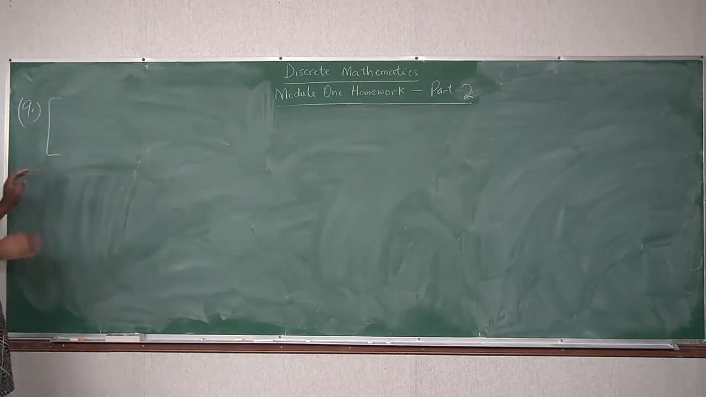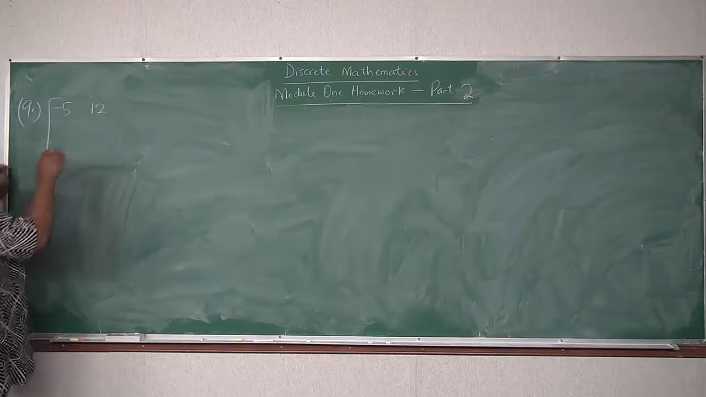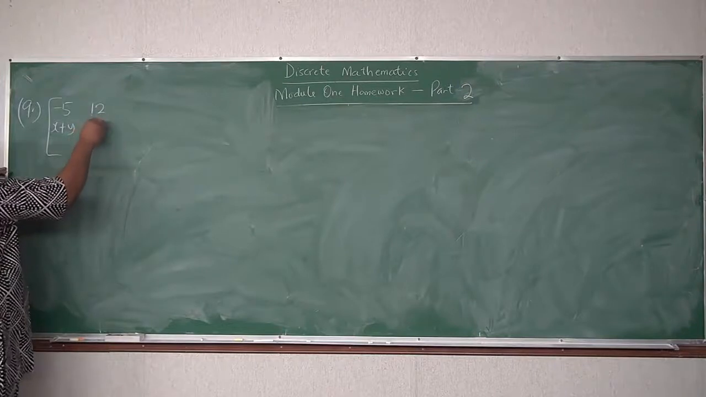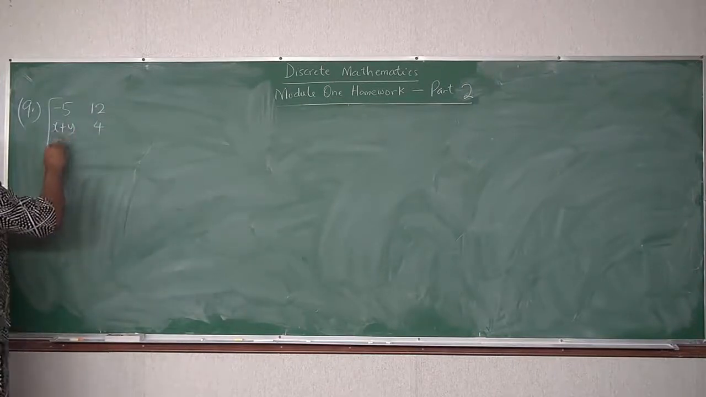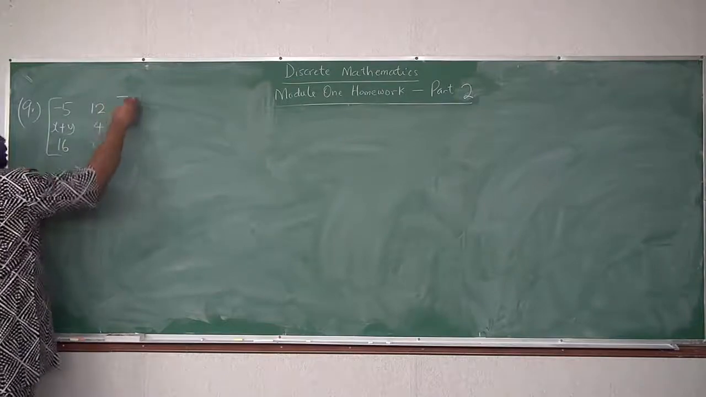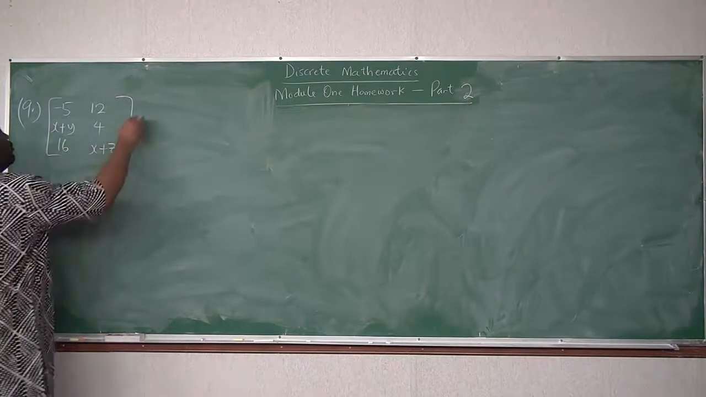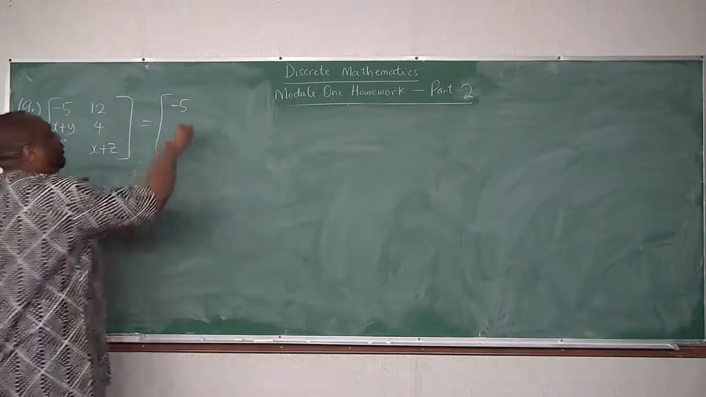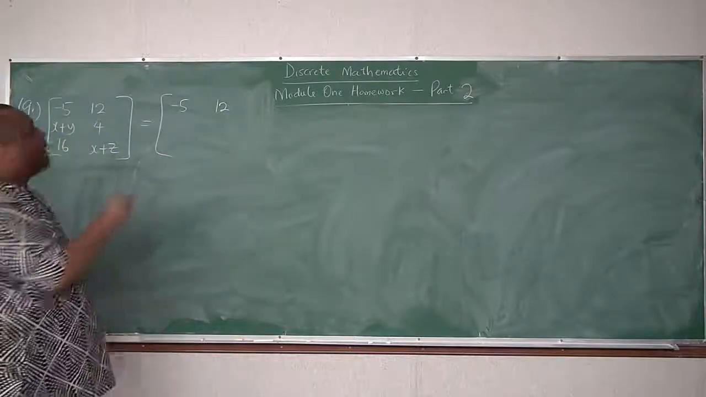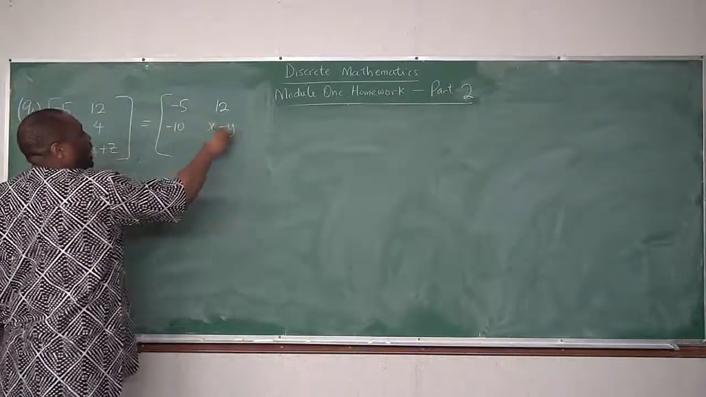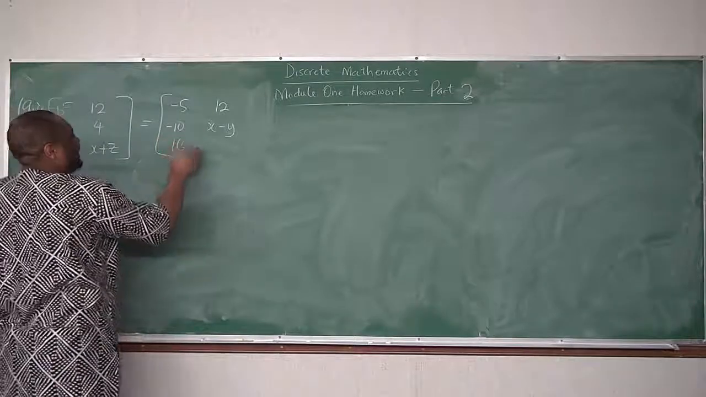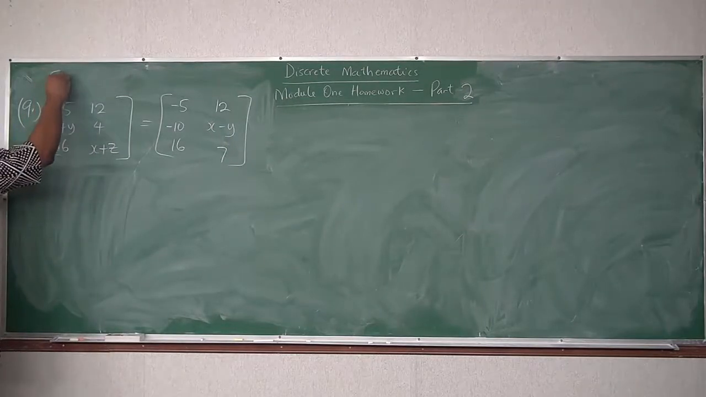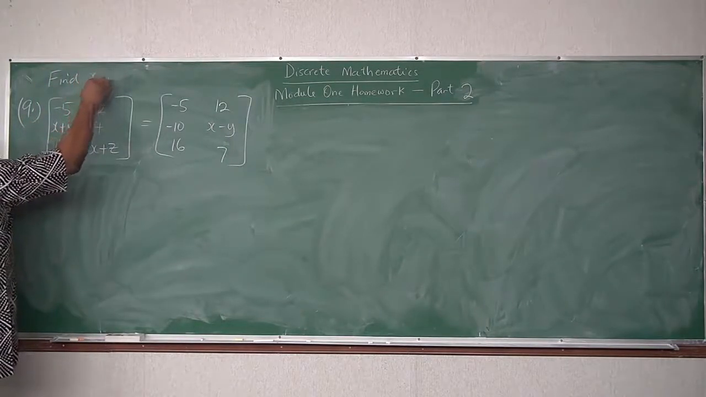Question 9. We have a 3 by 2 matrix: negative 5, 12, x plus y, 4, 16x plus z, equal to negative 5 by row: negative 5, 12, negative 10, x minus y, 16, 7. And the question says, calculate x, y, z.